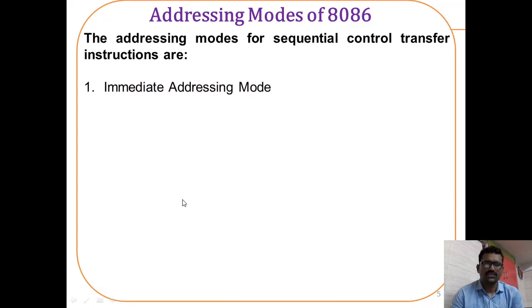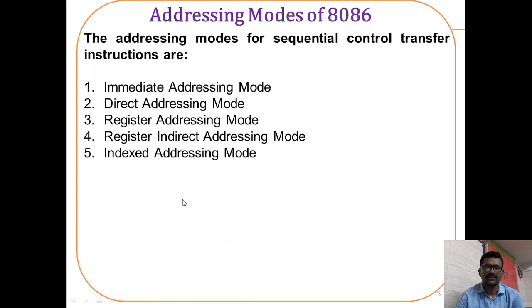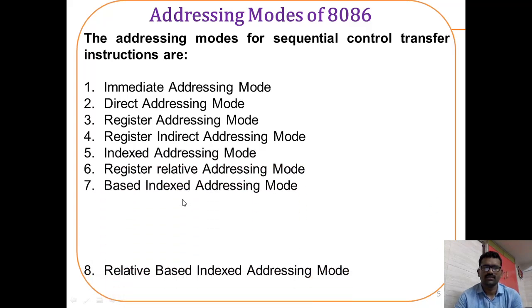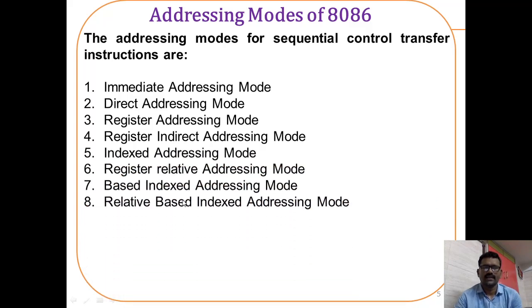The addressing modes for sequential control transfer instructions are eight: the immediate addressing mode, register addressing mode, direct addressing mode, register indirect addressing mode, indexed addressing mode, register relative addressing mode, based indexed addressing mode, and relative based indexed addressing mode.